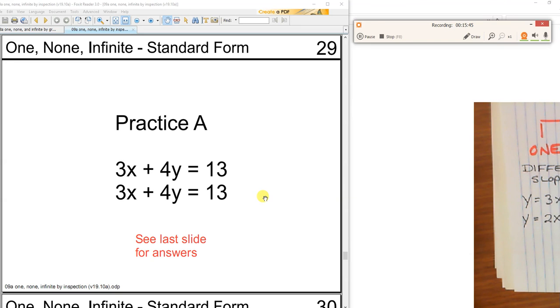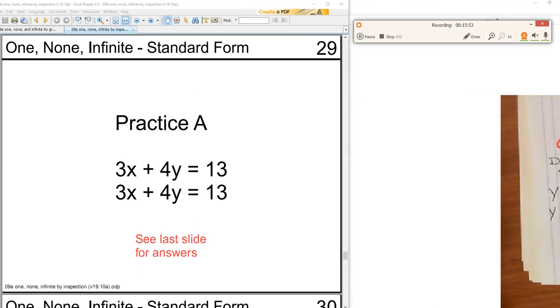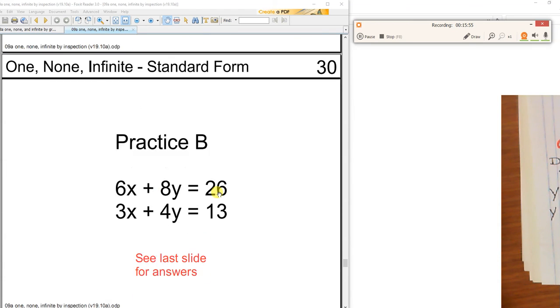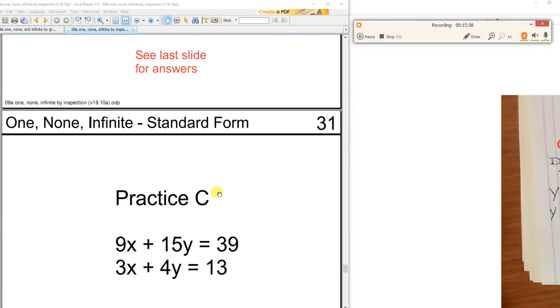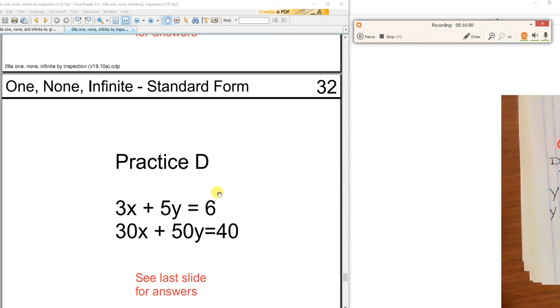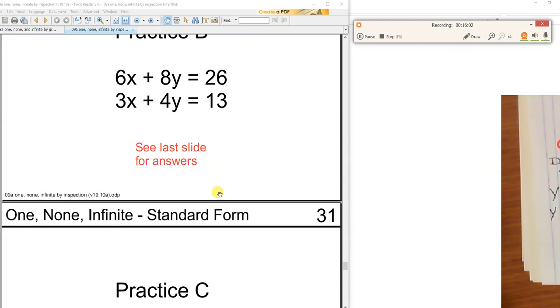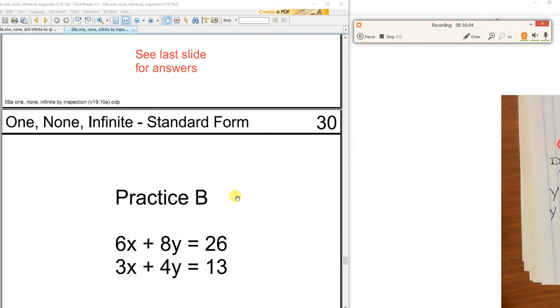Oh, you know what? This one, I'm not even going to do a move the x, divide by the y because I can tell it's the exact same equation twice, which means infinite solutions. All right, we're going to stop right there. Because you can do this.